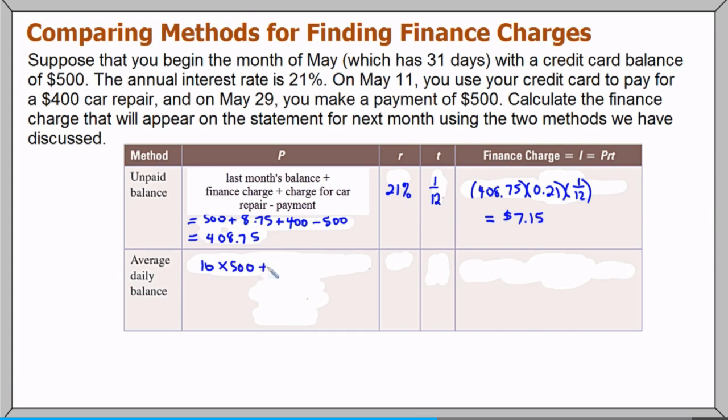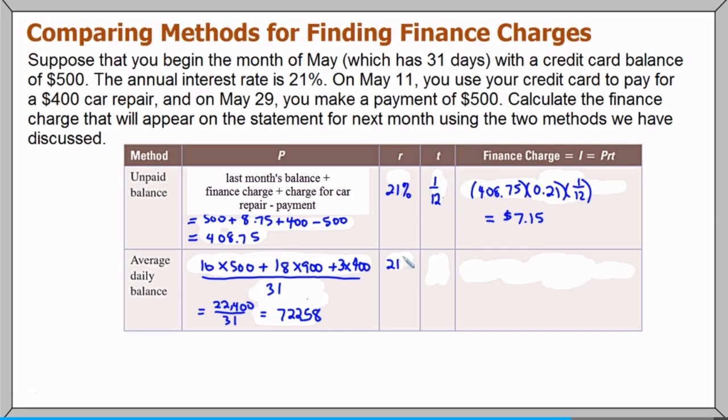To find P for the average daily balance method, we must multiply 10 times 500 for the 10 days the balance was $500, plus 18 times 900 for the 18 days the balance went up to $900 after the car repair. We need to add 3 times 400 for the 3 days the balance went down to $400 after making a payment. Then we need to divide this quantity by 31 for the 31 days of May. Simplifying, we have 22,400 divided by 31, which gives us a value for P of 722.58.